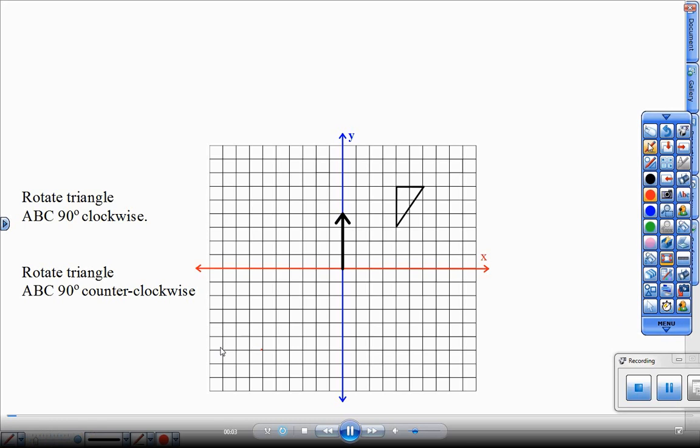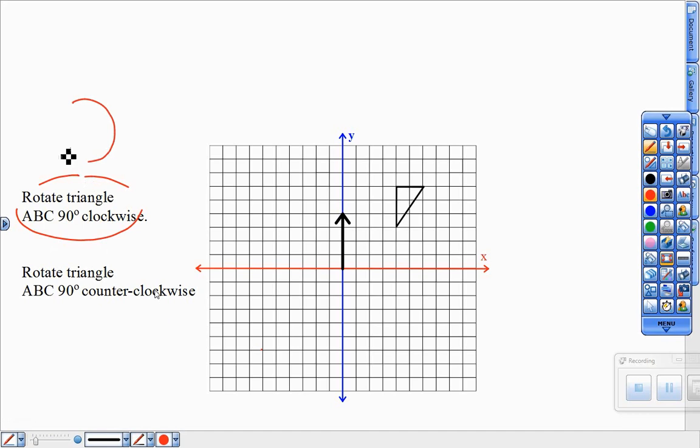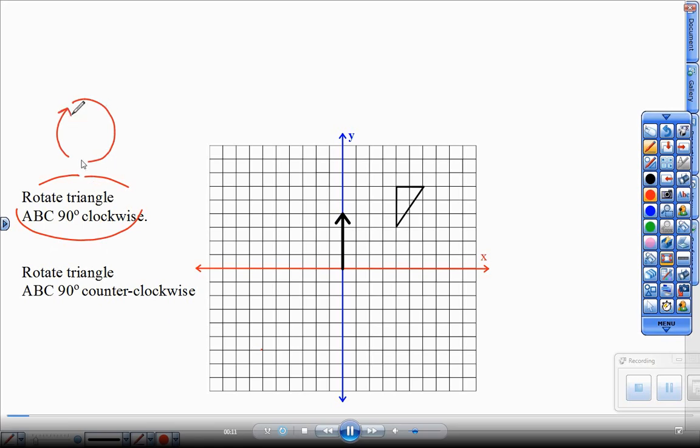So this first triangle, that is triangle ABC. I'm going to rotate that clockwise, just like the hands of a clock, going right to left. That is this direction, which means I'm turning it around the origin here until I can see that arrow turn a quarter turn to the right.